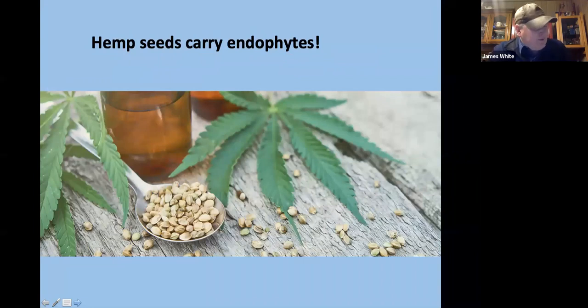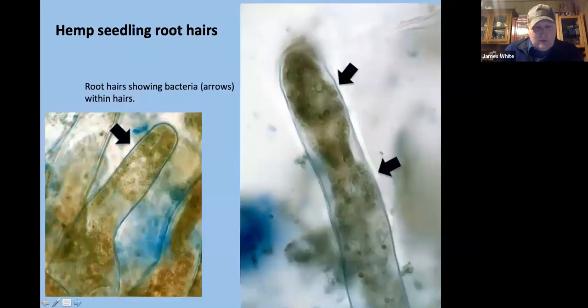These are hemp seeds, and a lot of seeds will carry endophytes with them. Hemp is no different. If you germinate the hemp seed, you get that little root that comes out, and you can see these little structures here. The arrows are indicating the root hairs. And you can see all those little brown structures inside those root hairs. Those are the bacteria.